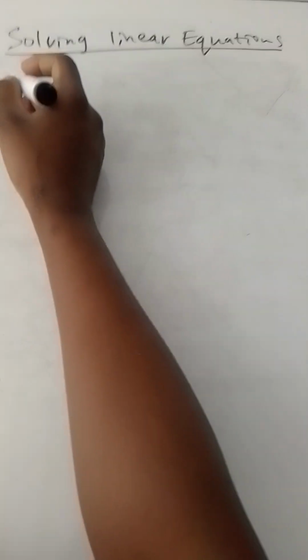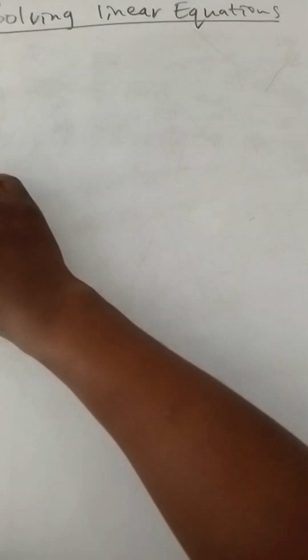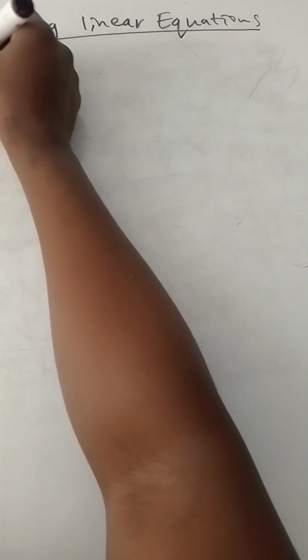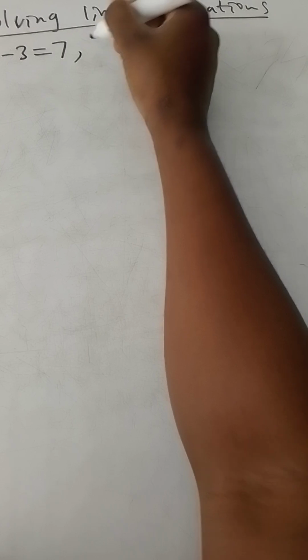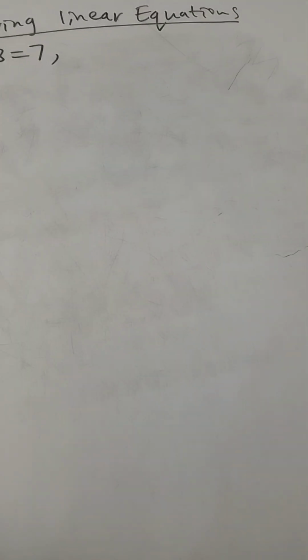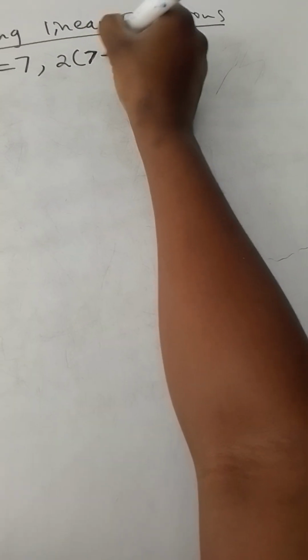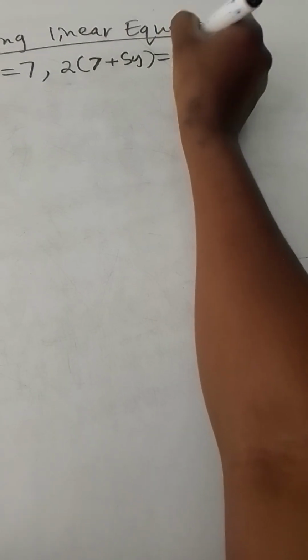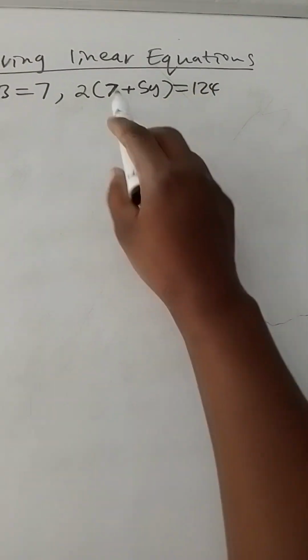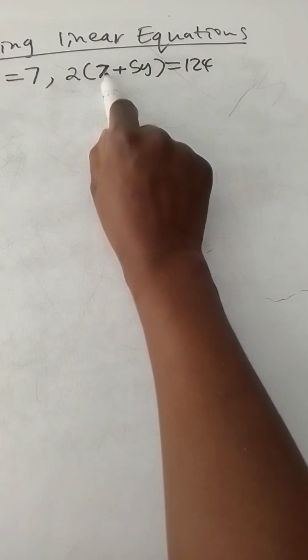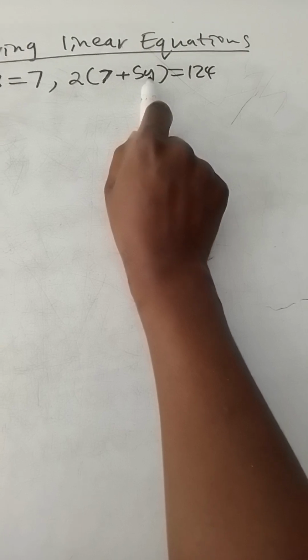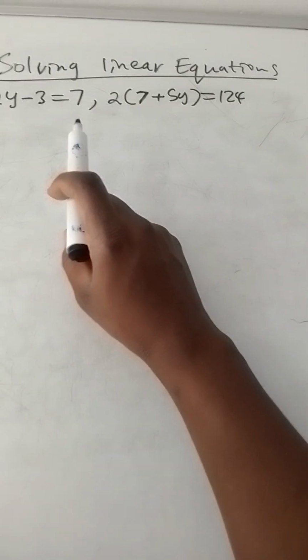All right. Now, let's take examples of linear equations. What are examples of linear equations? 2y minus 3 equals 7 is an example. The exponent of the y is 1. Then 2 into 7 plus 5y equals 124 is also a linear equation, because even though there seems to be multiplication, we are multiplying only by a constant. 2 times 7 will be 14, and this will be 10y. The exponent of the y will still be 1.